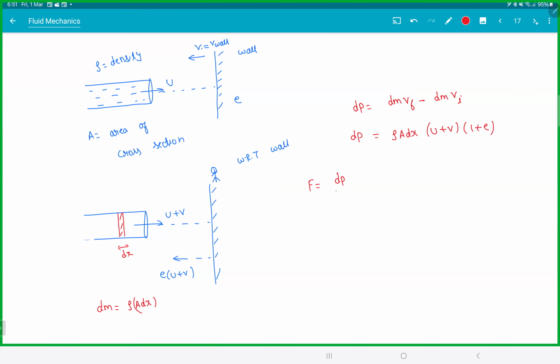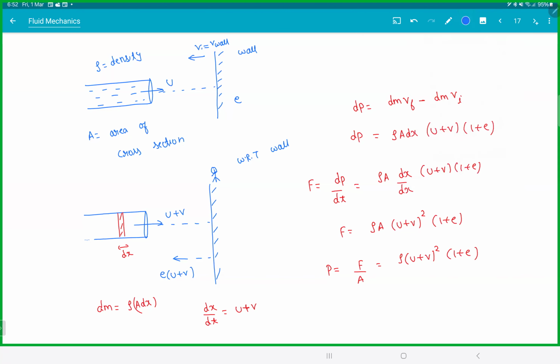Therefore, force is equal to dp by dt, which is rho a dx by dt. Remember here, dx by dt is the relative velocity, because the x is changing because of both the velocity of the wall and this guy. So (u plus v) into (1 plus e). Therefore, force will be rho a (u plus v) whole square (1 plus e). Pressure is force by area: rho (u plus v) whole square (1 plus e). Check. That's your answer.